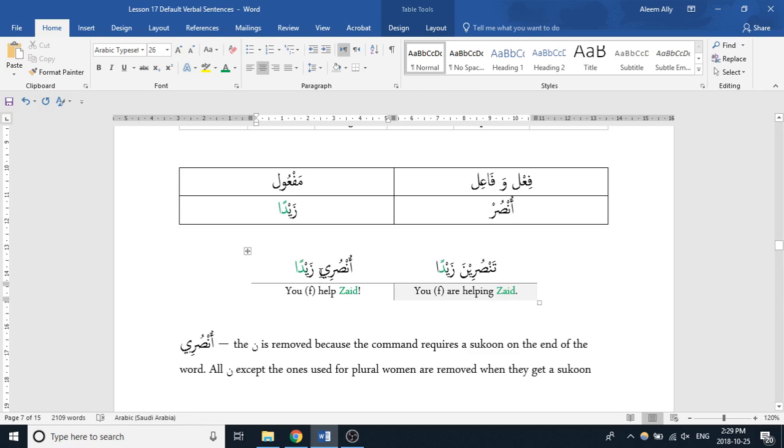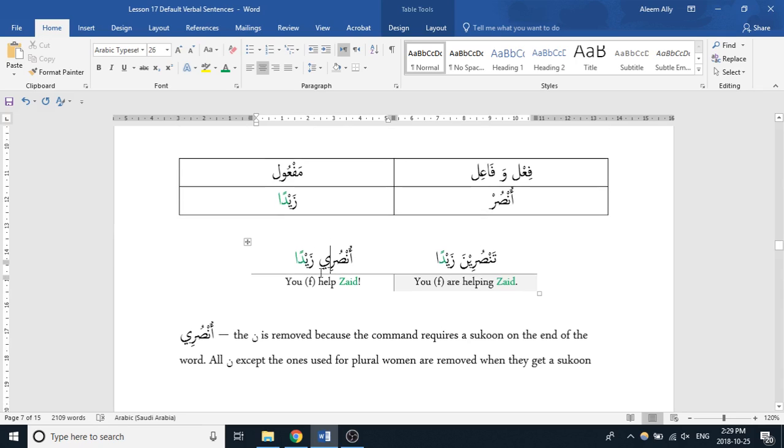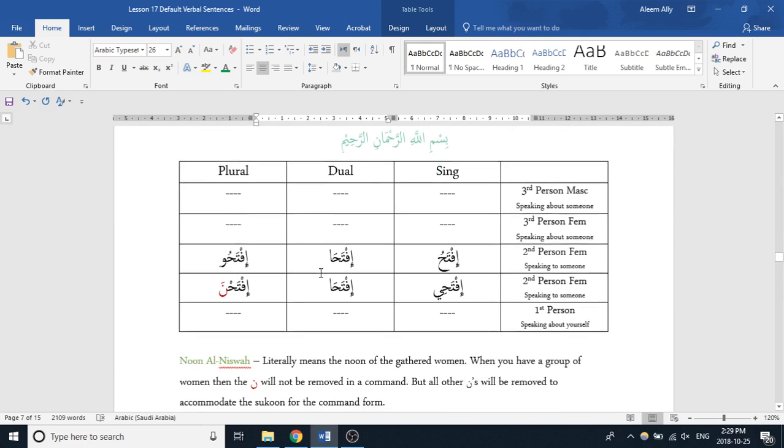So one thing to keep in mind is that when it comes to commands, the noon can't take a sukun, so it gets chopped off for every case except for a group of women. When it's a group of women and we're dealing with unsurna, that na does not get removed because it's referring to 3 or more women. We'll look at the entire table right here just to give you a better idea.